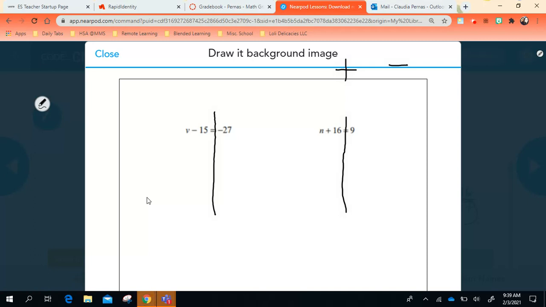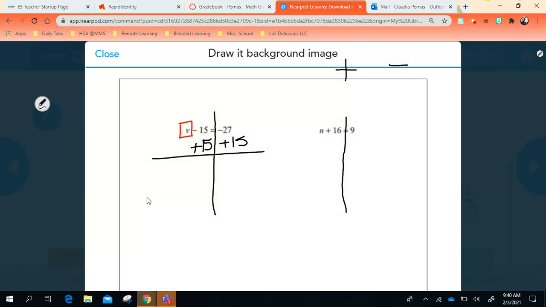So we have v minus 15 equals negative 27. So our goal is to get the v by itself. So the only way to get our v or our variable by itself is to get rid of that 15. How can I get rid of that 15? By adding 15. I can't subtract 15 because then it'll just get bigger. So remember, you're going to do it on both sides because it's a balancing scale. Whatever you do on one side, you do on the other.